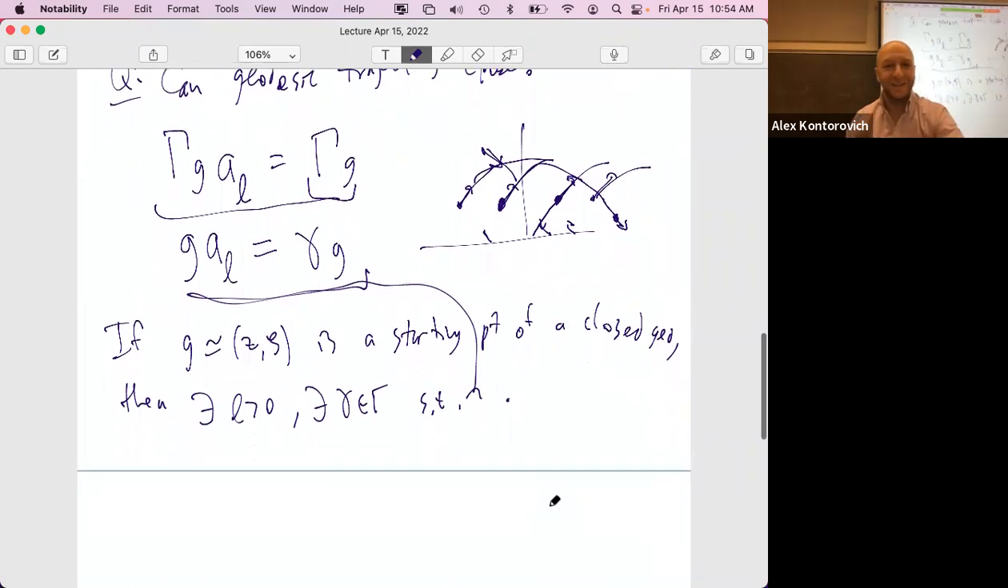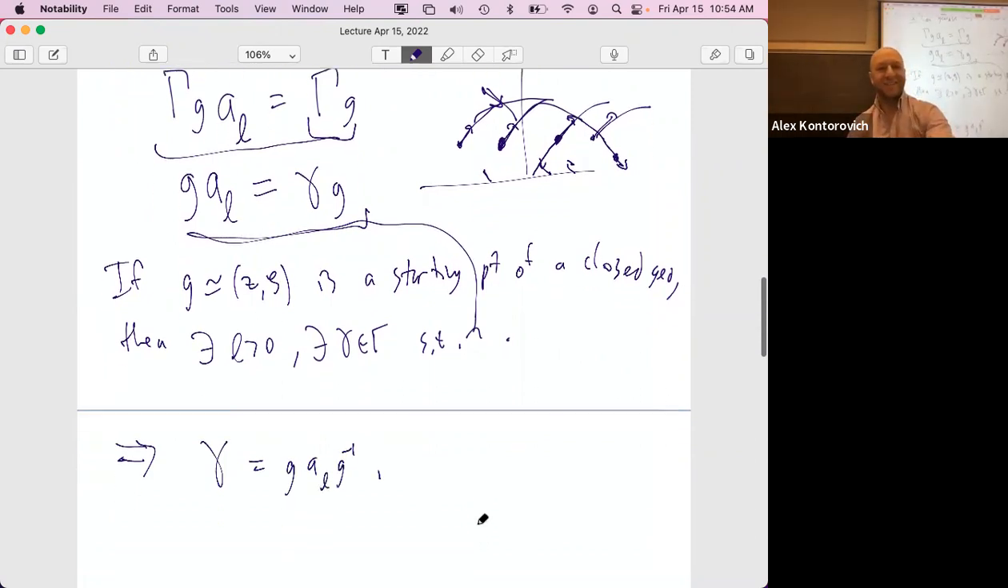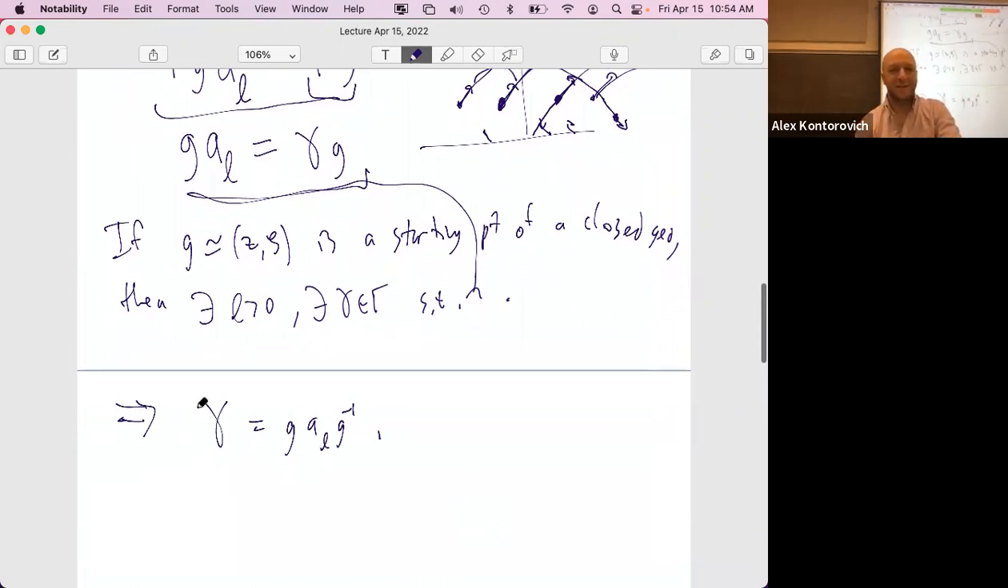But this equation is very easy to solve. Let me multiply by gamma inverse on the right. So there's a matrix gamma in SL2Z, which I can diagonalize. Now when is it diagonalizable over R? Here you have the eigenvalues. The eigenvalues are real and different. That's good enough.